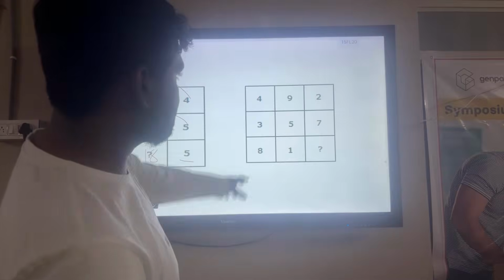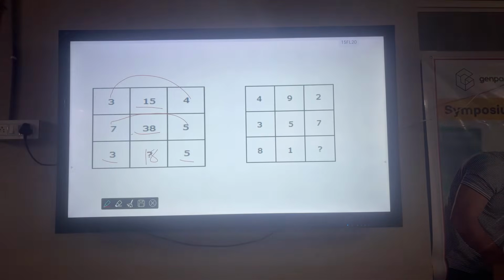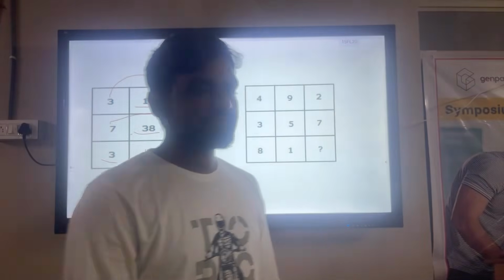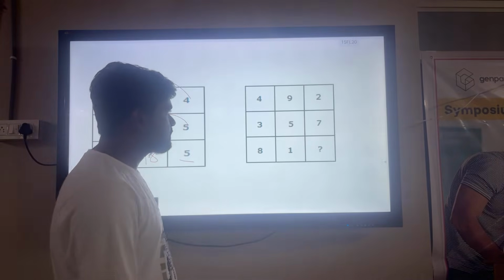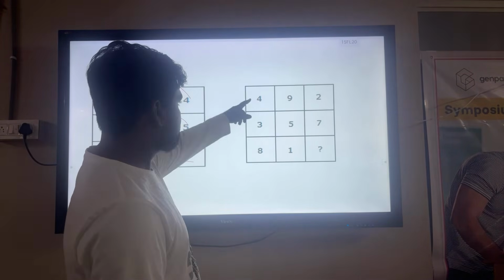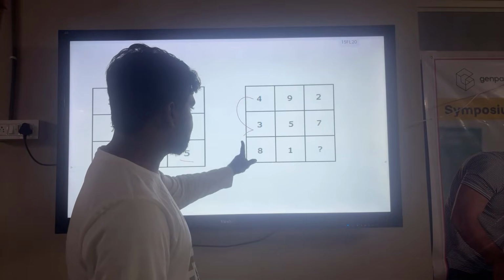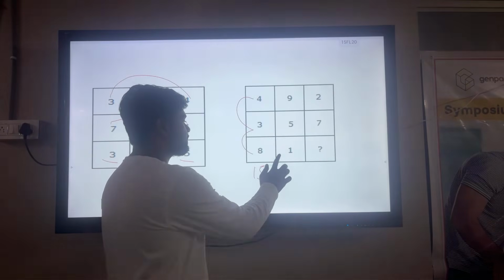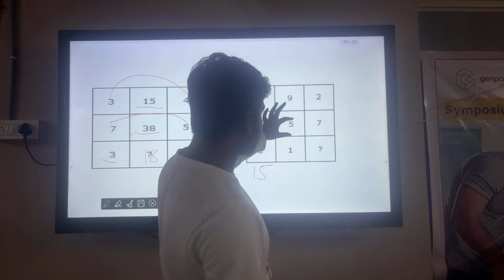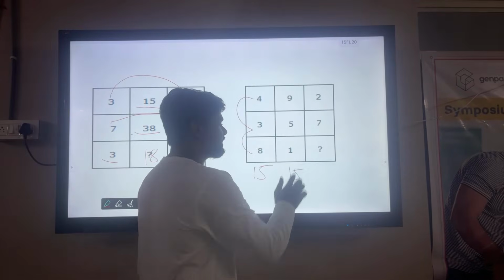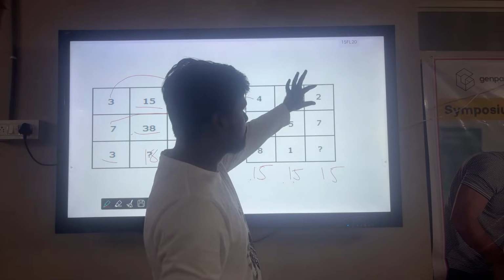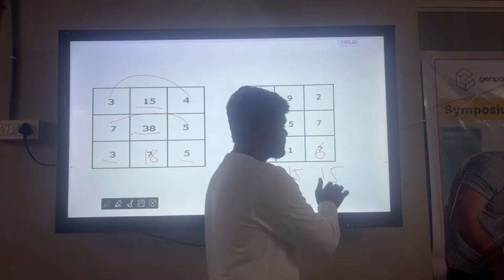And can you answer this puzzle please? When you add 4 plus 3 plus 8, 15. What is the value here? 15. When you add 9 plus 5 plus 1, here also it is 15. So here also you should get 15 only. That means 2 plus 7, 9, 9 plus 6 is 15.